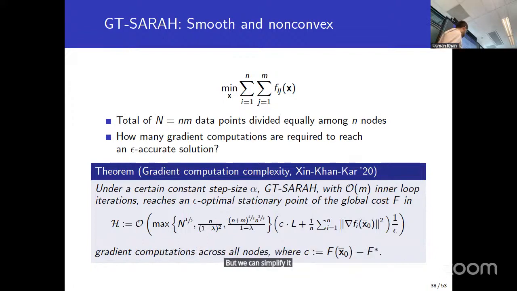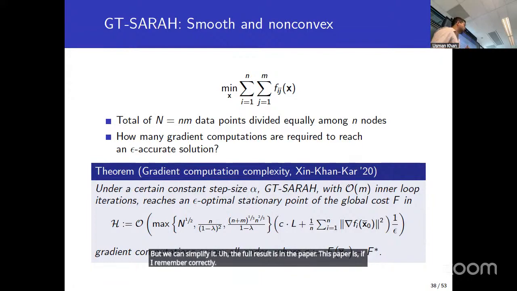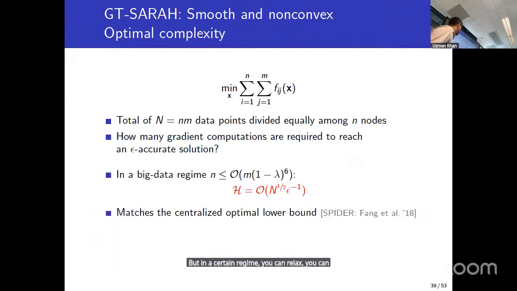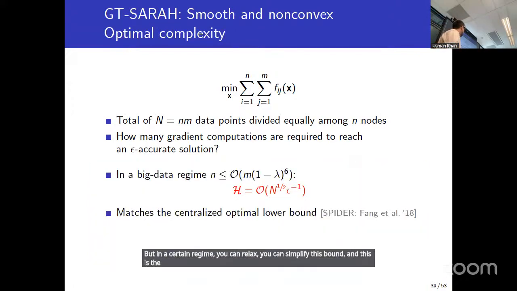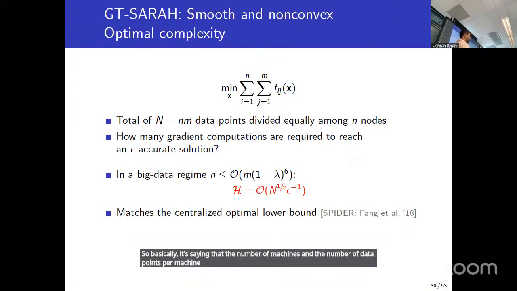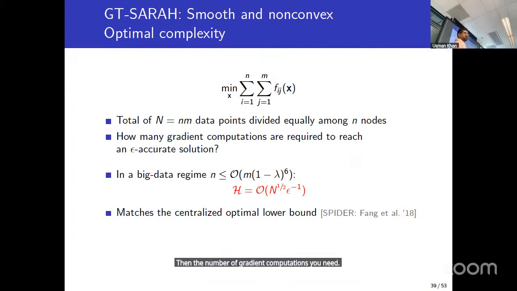The full result is in the paper. This paper is, if I remember correctly, in SIAM Journal on Optimization. But in a certain regime, you can simplify this bound, and this is the regime I give here. So basically, it's saying that if the number of machines and the number of data points per machine satisfy a certain equation, then the number of gradient computations you need satisfies the red equation, right?